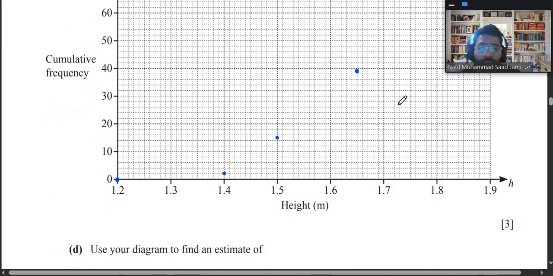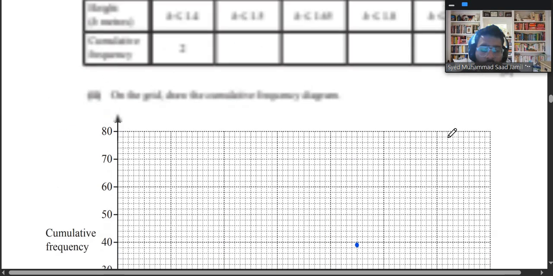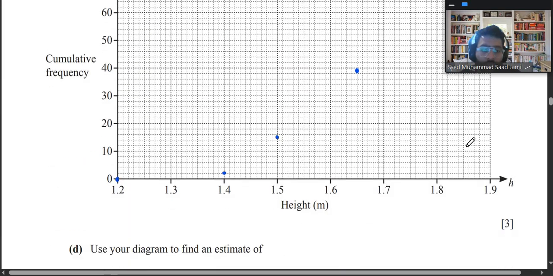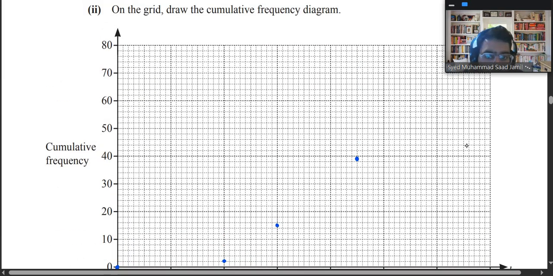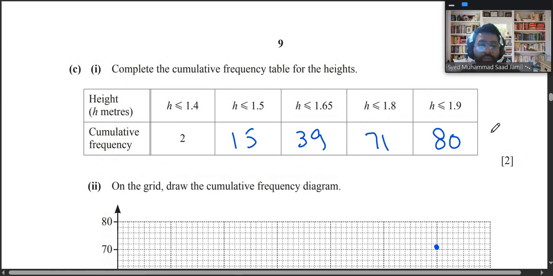Then we have at 1.8, it's 71. At 1.8, yeah, it's 71. 71 is somewhere over here, and the last one is the easiest. At 1.9 is 80. Of course, my friends.